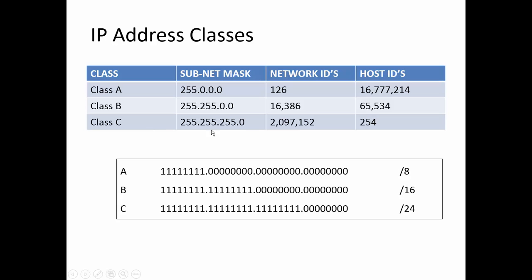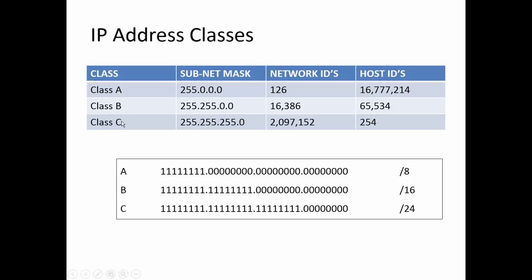The maximum number of computers that we can have in a Class C network is 254. How come? Because we have only 1 octet that can be used to represent the IP address, and there are 8 bits in an octet. You can get a total of 256 values. But since you can't use all zeros and you can't use all ones, that allows us a total of 254 potential host IDs in a Class C network.